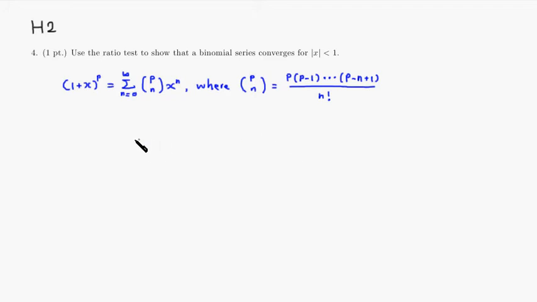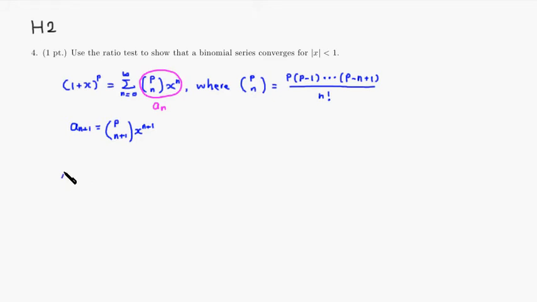Alright, so let's do a ratio test on this. This is going to be our a_n. So a_(n+1) is easy to come up with. So a_(n+1) is going to be p, and every time we see n, we put n plus 1. So p choose n plus 1, and then you have x to the n plus 1. So let's write it out.